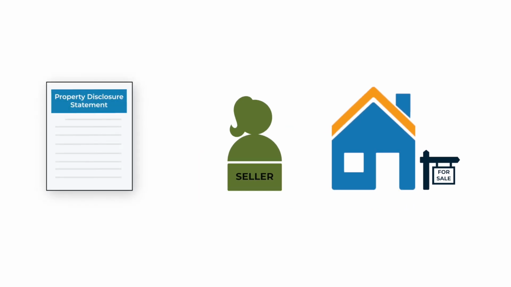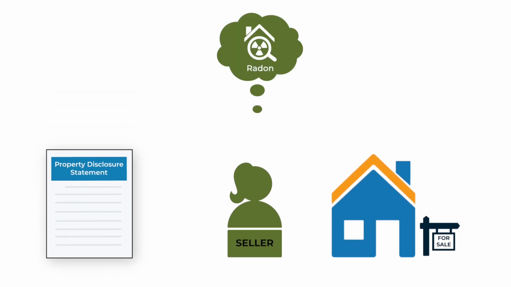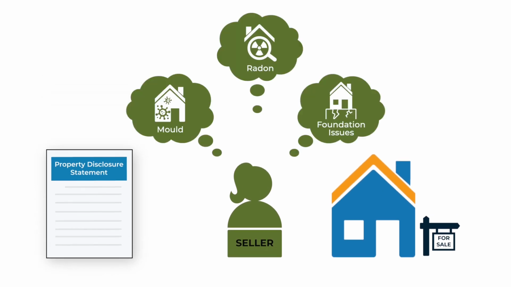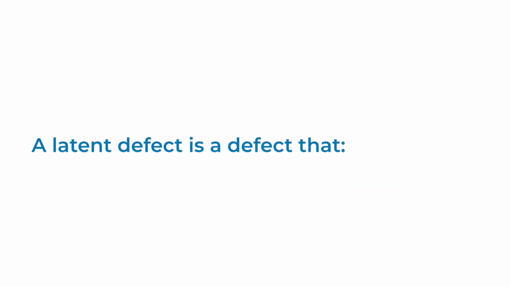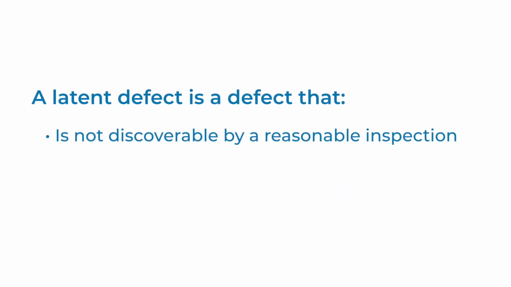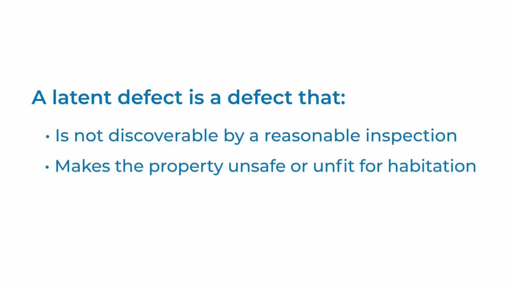Even if a seller chooses not to complete the form, if the seller is aware of a latent defect, it must be disclosed to a buyer. A latent defect is a defect that is not discoverable by a reasonable inspection or inquiry and makes the property unsafe or unfit for human habitation. It must be disclosed to a buyer.